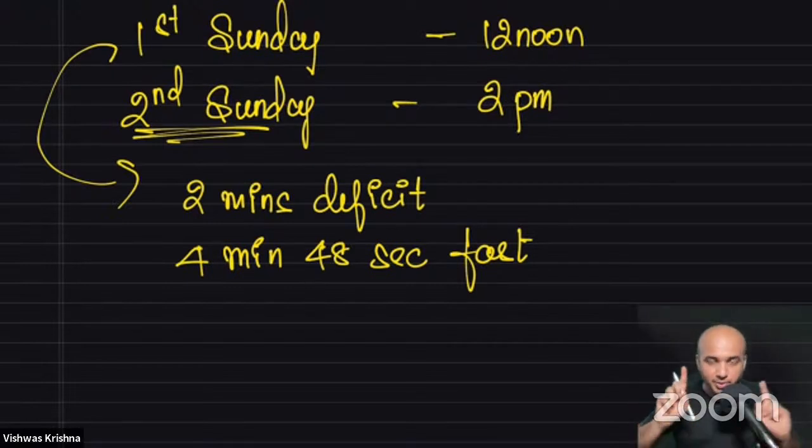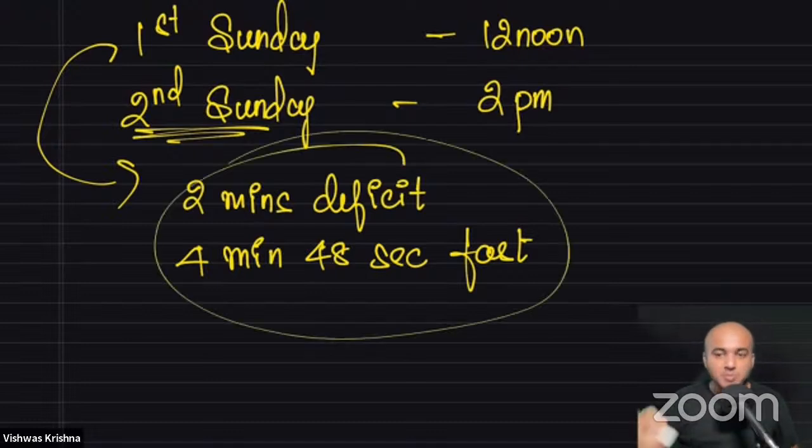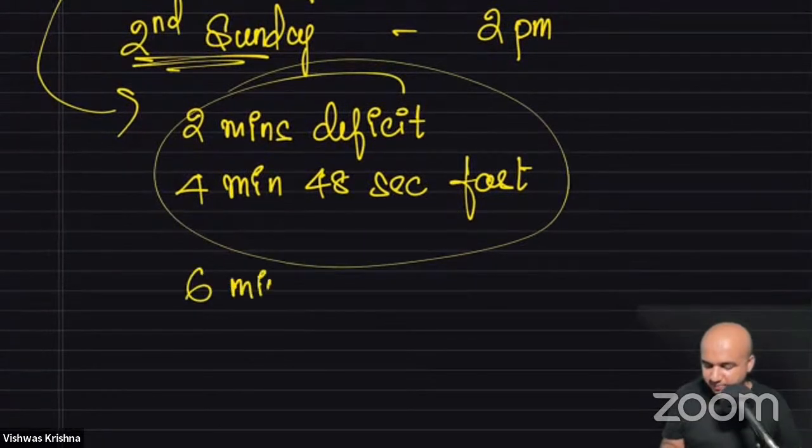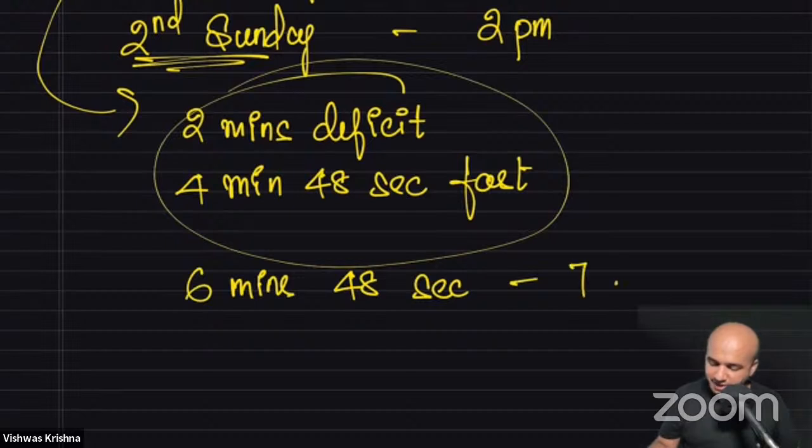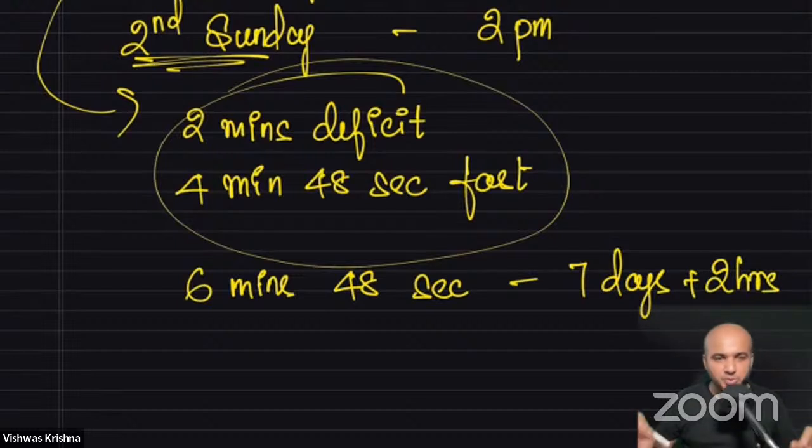That means over a period of 1 week, 2 hours, because one Sunday is at 12 noon and the other Sunday is at 2 p.m., the clock has gained so much that it not only covered its deficit of 2 minutes, but also gained 4 minutes 48 seconds. That means in total, how much did it actually gain? It gained 6 minutes and 48 seconds over a period of 7 days plus 2 hours. I hope you understood this much.